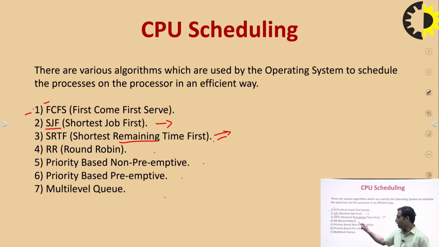Round robin, this approach is used for time sharing systems. Round robin means we allot a particular time, which is called the time quantum. We will allot that time to the process, and when the allotted time expires, we will context switch the process. We will leave the CPU and allocate the CPU to another process after a certain amount of time. This means the maximum time a process can execute is the time quantum.